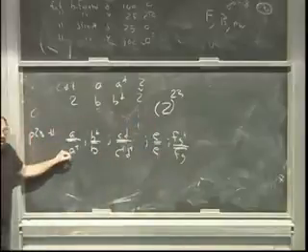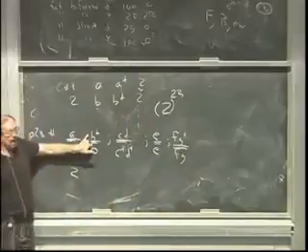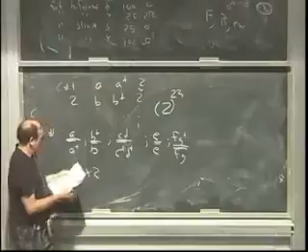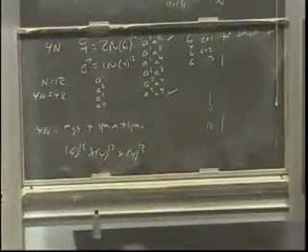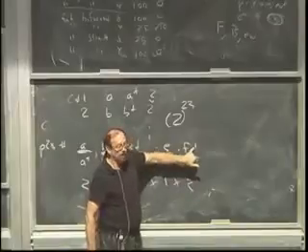Okay, how many types of gametes can this individual make here? 2. A or A plus. How many types of gametes can this individual make here? 2. B or B plus. How many types can this individual make here? 4. How many here? 1. How many here? 2. Because FG plus, or FG, FG, FG plus, they're the same. So that's how many you can make.